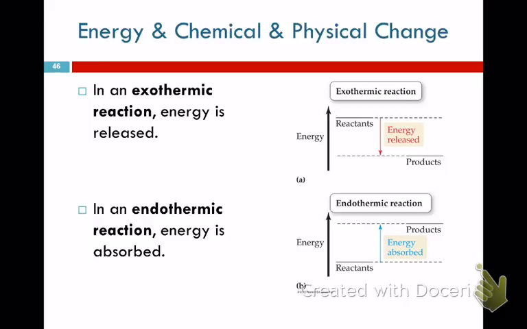That's an endothermic process. On the other hand, if you start high in energy and then you go to low in energy, this energy has to be released, and it's an exothermic process. So in an endothermic process, reactants are lower than products, and in an exothermic process, the reactants are higher than the products.